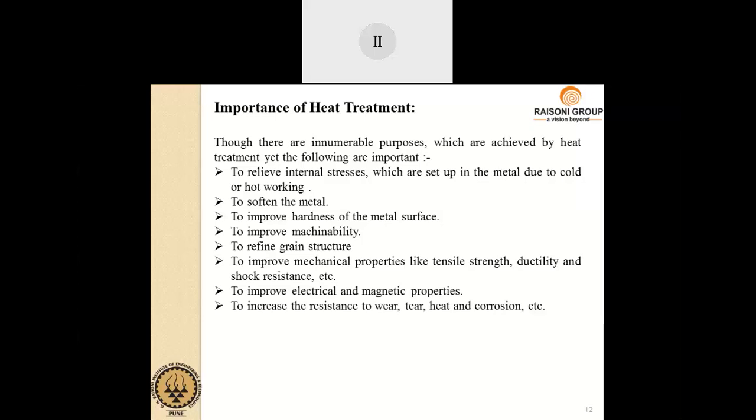All of you must have gone through the iron carbon diagram. Can anybody tell me, in an iron carbon diagram, in the steel range at about 900 degrees Celsius, which phase exists?